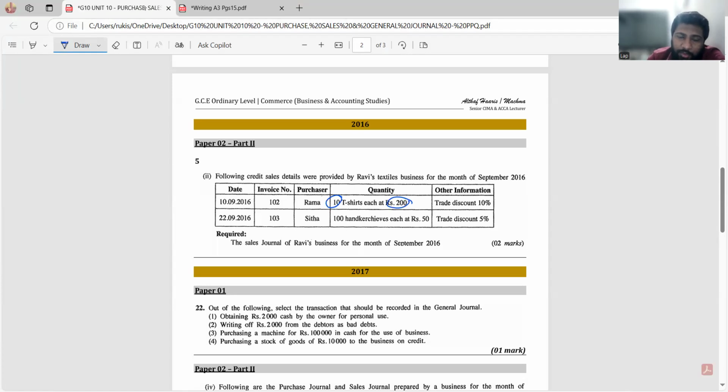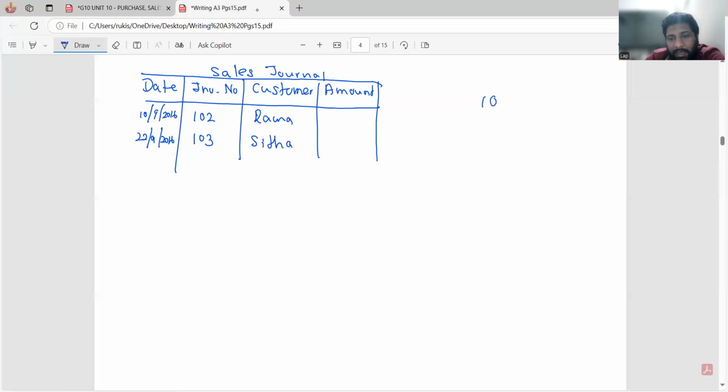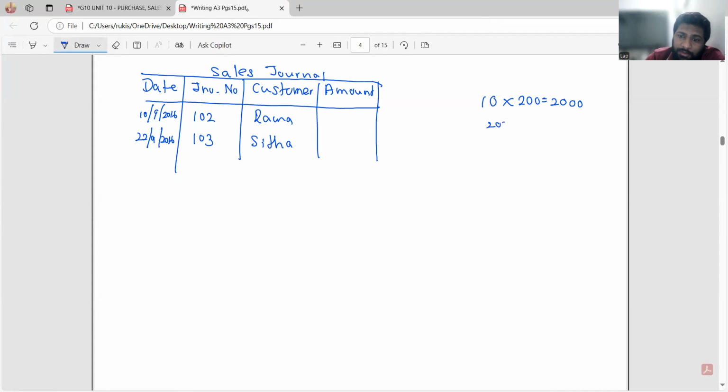10 t-shirts, each 200. So 10 t-shirts, each 200 means 2000. But you can't write 2000 because I clearly told you always you have to write the value after the trade discount. Trade discount is 10%. 2000 into 10% is 200. Then value after the trade discount, 1800 only you have to write.